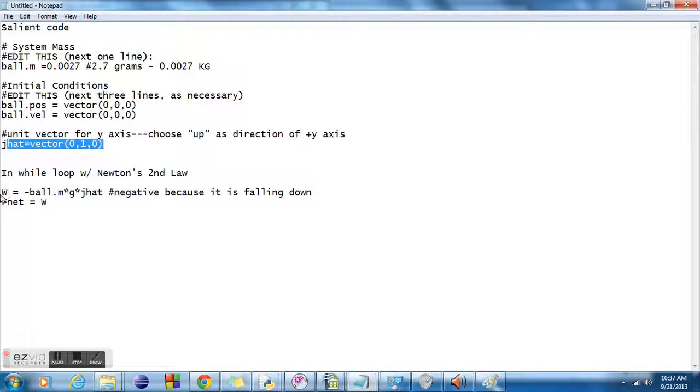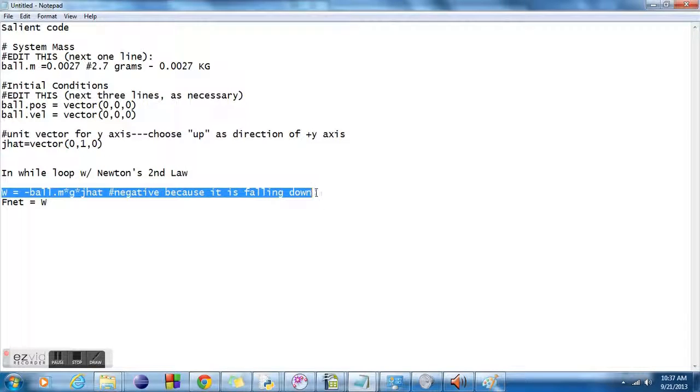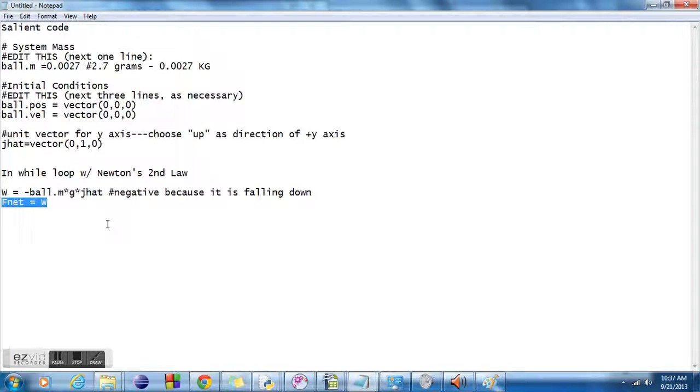In the while loop that uses Newton's second law to predict motion, we have the weight force W equal to the ball mass times gravity times j hat, and then we set F net equal to W because we're assuming no other forces are operating on the ball but this weight force.